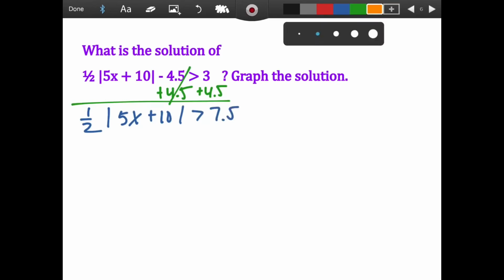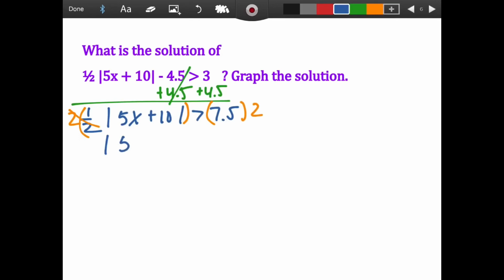To isolate our absolute value, next we're going to multiply both sides by 2 to get rid of this fraction. And we're left with the absolute value of 5x plus 10 is greater than 15. So now we have gotten our absolute value by itself. We have to create our two inequalities. The first one stays exactly the same.